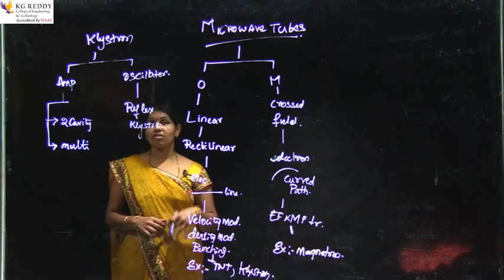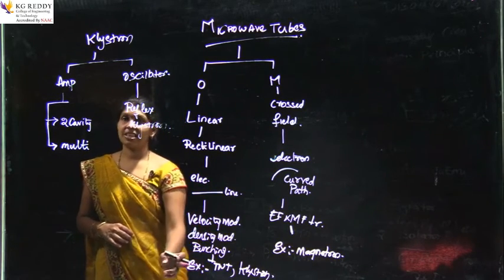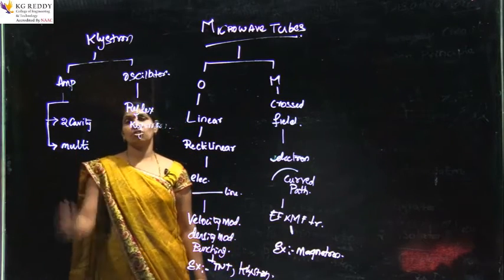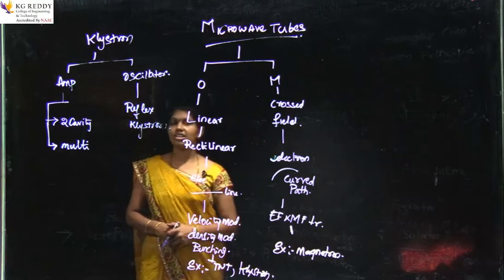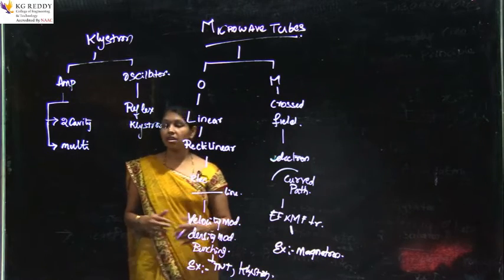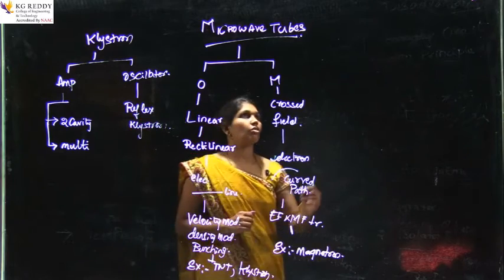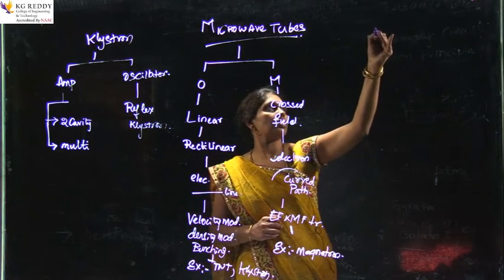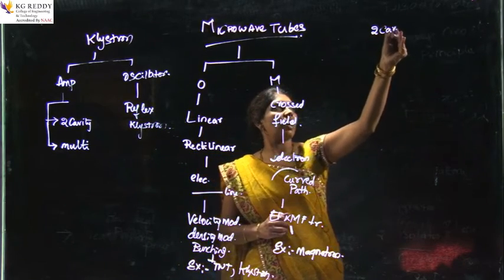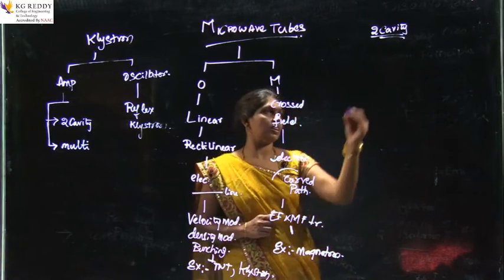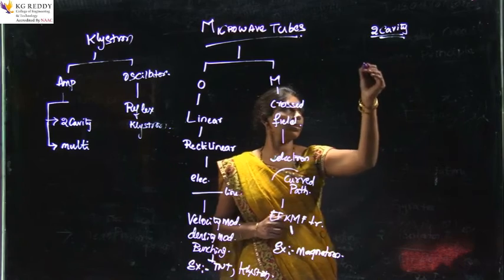So how the velocity modulation and how the bunching takes place. I am going to explain the Applegate diagram of two cavity klystron. This is the velocity modulation principle, or the method of bunching, which takes place in the two cavity klystron. Let us see how the bunching effect takes place.